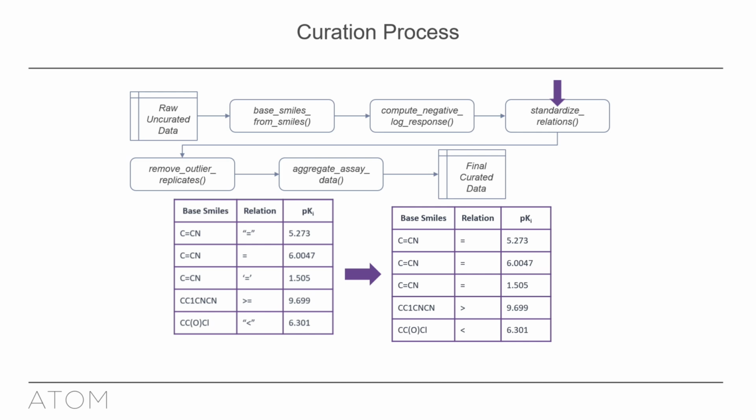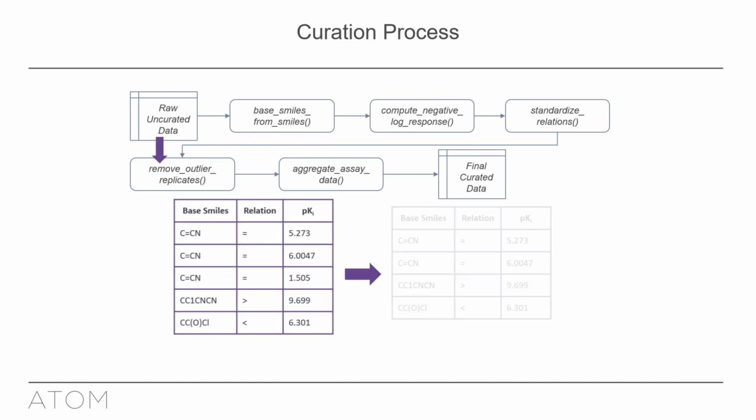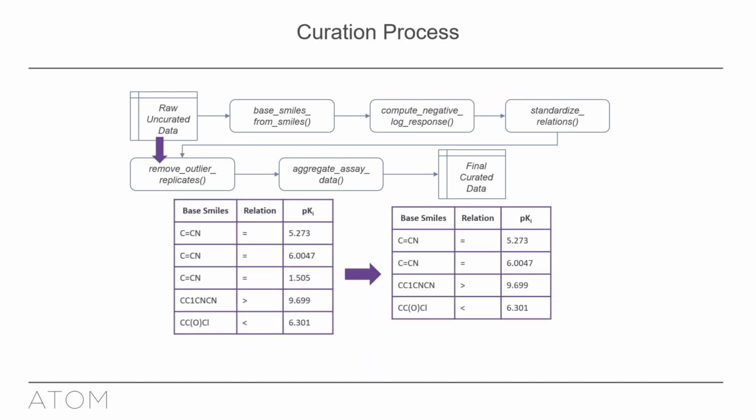As with any dataset, there are always outliers that must be removed, and so to address this, we employ remove_outlier_replicates, which is going to identify any compounds in the dataset that have multiple entries, and if they do, it ensures that the outliers are removed from the dataset. In our case, the pKi of 1.505 is drastically different than the other replicates, and thus will get kicked out of our dataset.